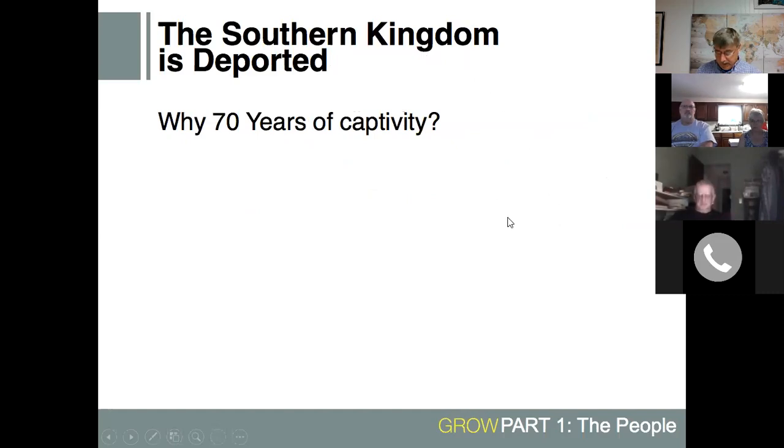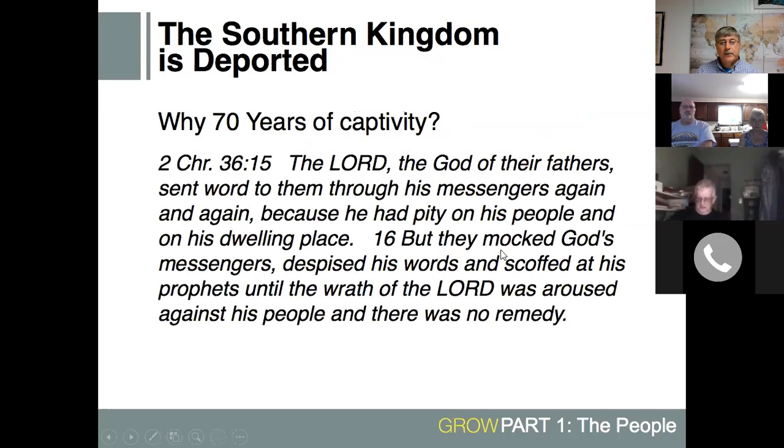Last thing, why 70 years of captivity? I won't read this, but the reason that they had 70 years is they were in the land for about 490 years before they went into captivity. They were supposed to have every 7 years what was called a Sabbath year, where they let the land lay fallow, and they were supposed to not tend their crops or plant crops every 7th year. They had not done that. So there were 70 Sabbath years that Israel and Judah did not adhere to while they were in the promised land. So God said, I'm going to give the land rest by sending you all off into captivity for 70 years.